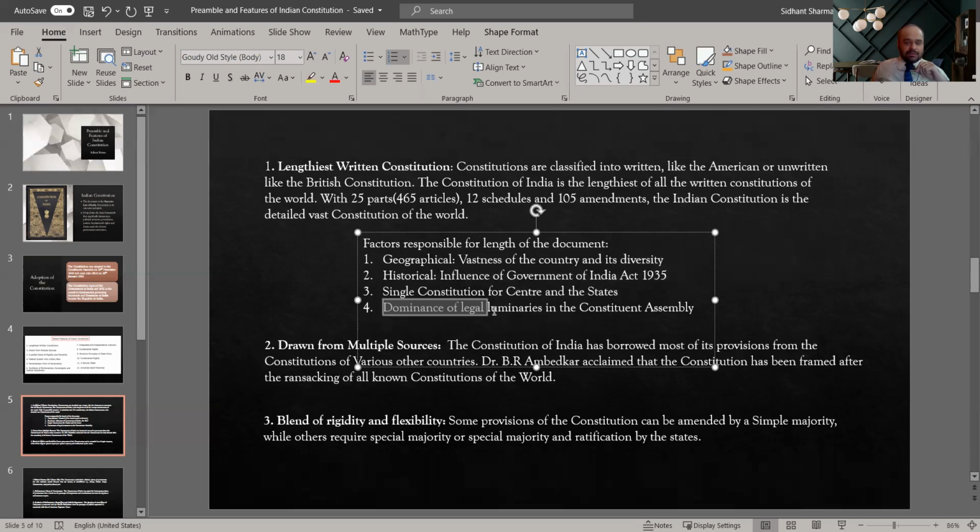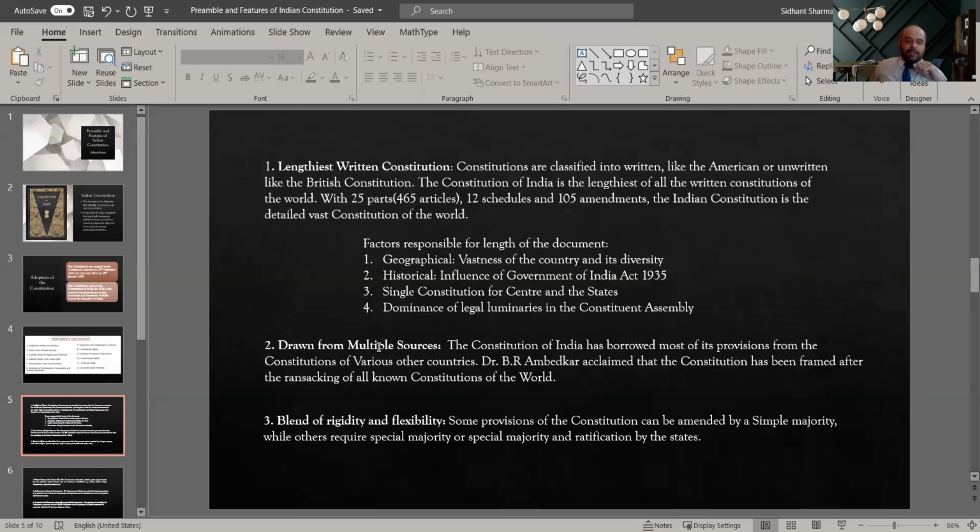Another major factor was there were so many legal authorities in the Constituent Assembly. The Constituent Assembly was a group of people who were legal, who studied law, and they needed to specify every minute detail of the process that we have to adopt. So that is why these reasons collectively worked to make it the lengthiest written constitution across the world.